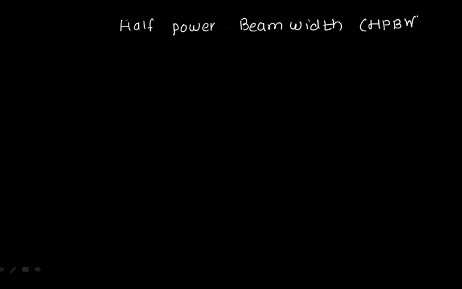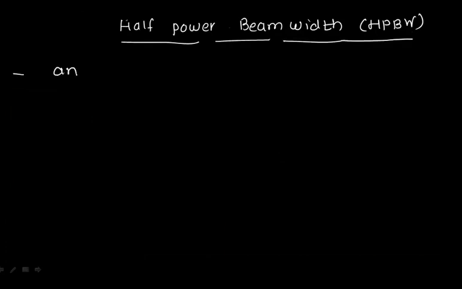Okay, in today's session, we will solve the problems based on the half power beamwidth and first null beamwidth. So before solving the problems on the half power beamwidth, let us revise what we mean by half power beamwidth. Half power beamwidth is an angular distance, and this will always be in degrees.